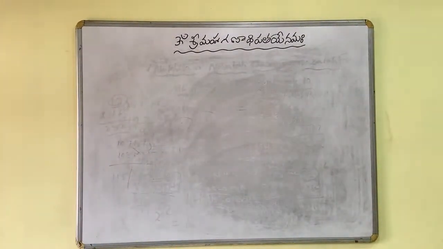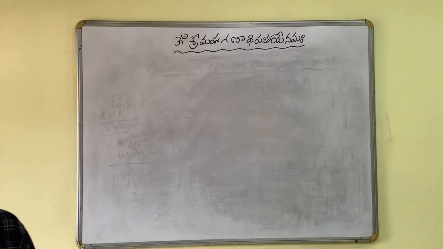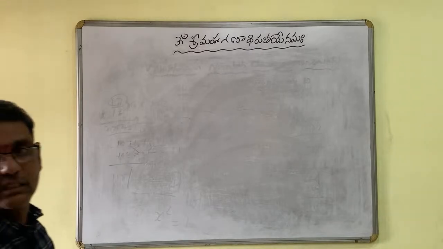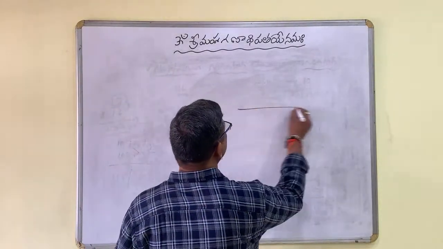Next, third question. Is it possible to design a rectangular mango grove whose length is twice its breadth and the area is 800? If so, find the length and breadth. Question only. Is it possible that a rectangular mango grove has a length twice its breadth?